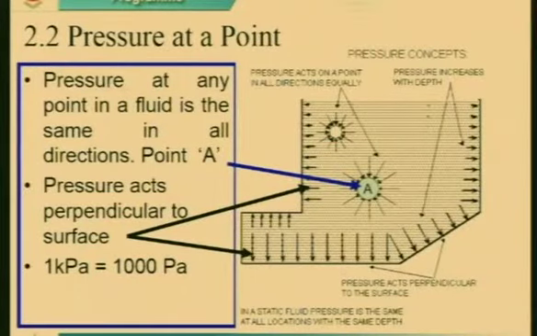Again it changes. So, we say pressure at any point in a fluid is the same in all directions. Take point A, in all directions it will be the same, but at another point the magnitude will be different. It will be the same in all directions there, but the value will be more here, less here. We will see that later. Pressure acts perpendicular to the surface. Definitely we are now more interested in the pressure at a point.